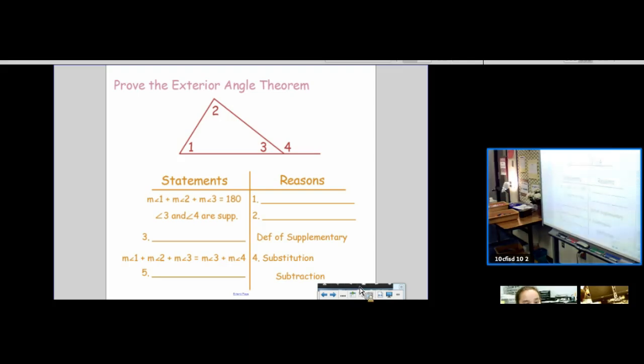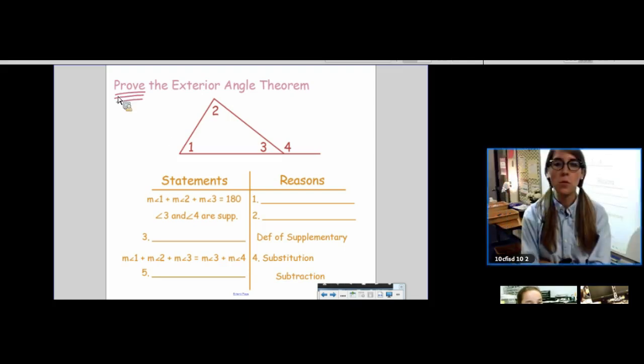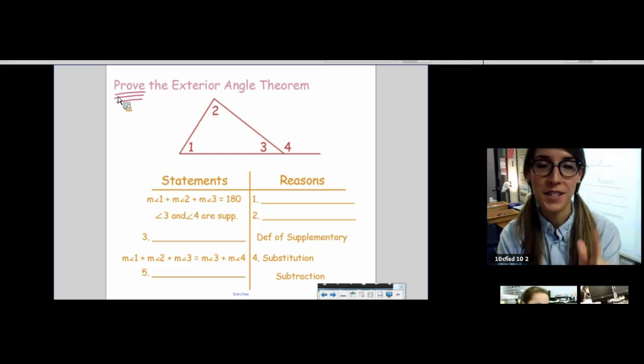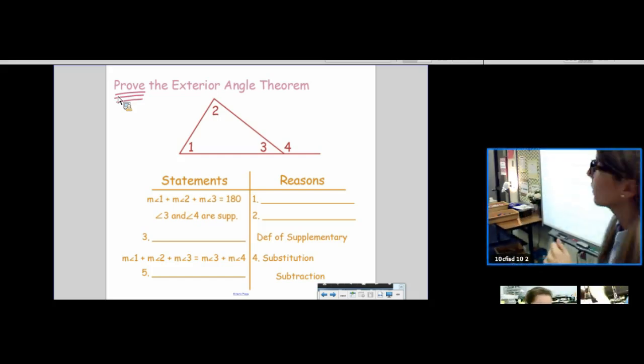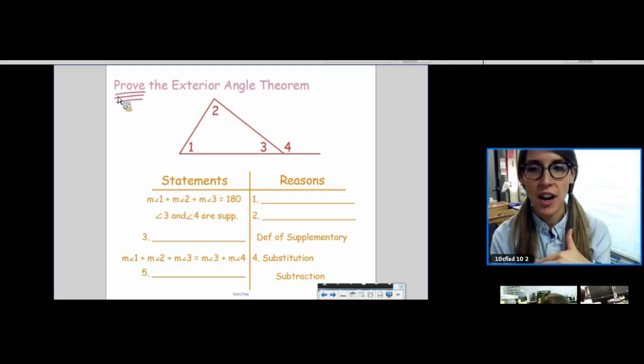Okay guys, next slide. Ooh, what is the first word on this slide? Prove. So we are getting closer and closer to starting to write proofs ourselves. We are exposing you to them as often as we can. All right, let's prove a theorem that you're going to use on the quiz today. Let's prove the exterior angle theorem.